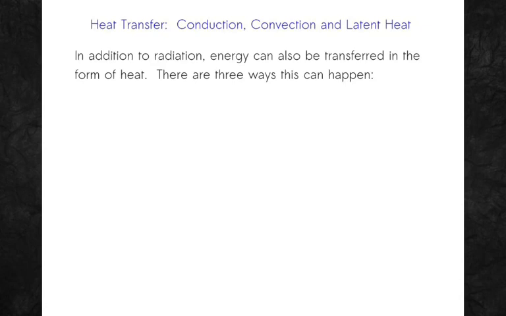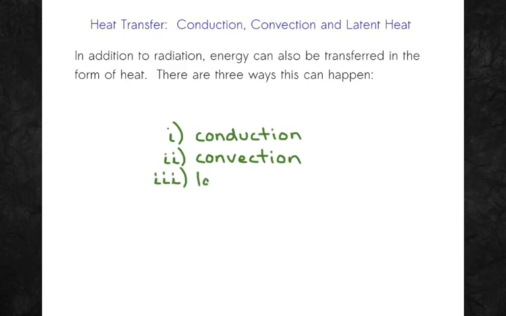So our 3 ways of transferring heat in the atmosphere are going to be conduction, convection, and latent heat. Conduction, convection, and latent heat. So let's go through and talk about each of these one by one.